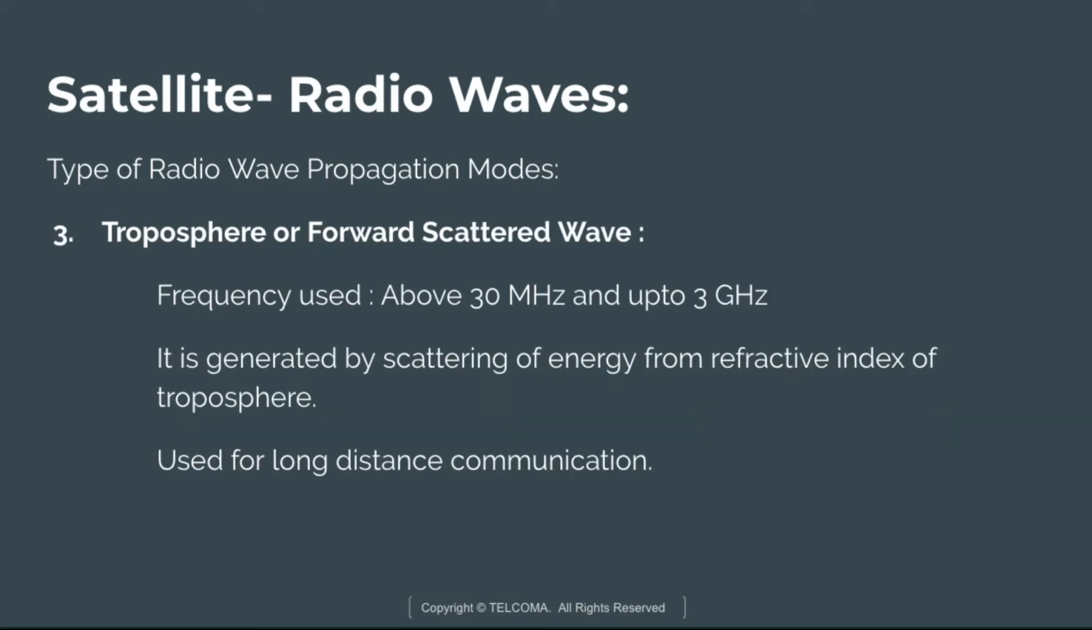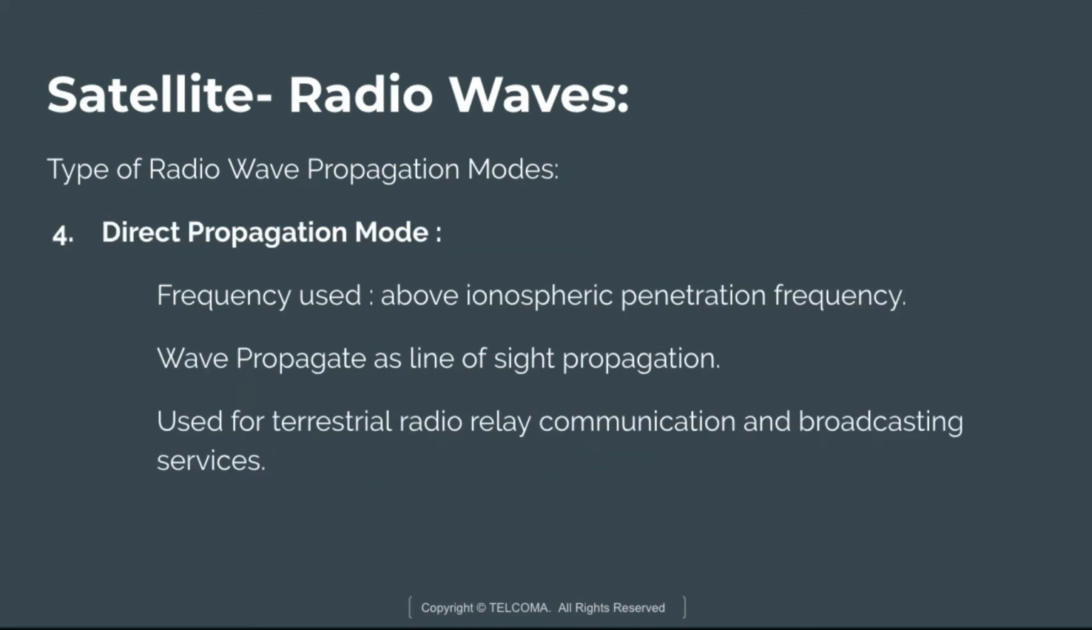The next mode is the troposphere or forward scattered wave. Here it is using a frequency above 30 MHz and up to 3 GHz, and it is generated by scattering of energy from the refractive index irregularities of the troposphere, and these signals are used for long distance communication. The next mode is the direct propagation mode, using a frequency above the ionospheric penetration frequency. The wave propagates as line of sight propagation, and it is used for terrestrial radio relay communication and broadcasting services.